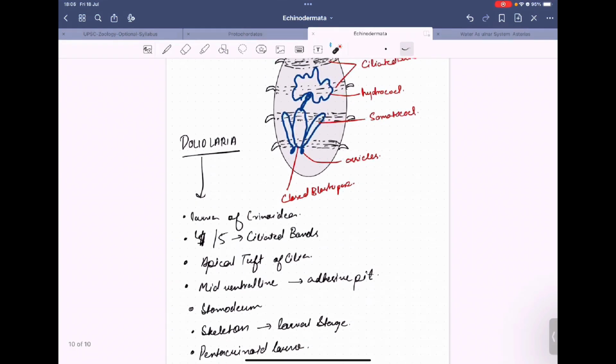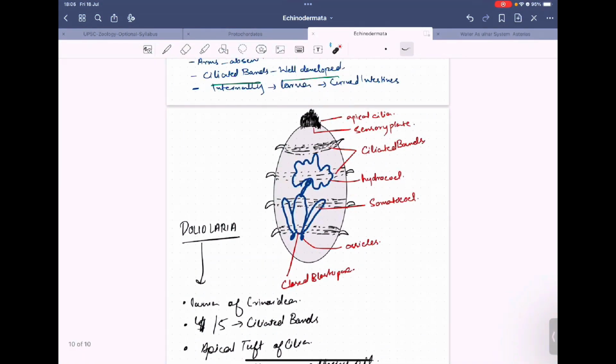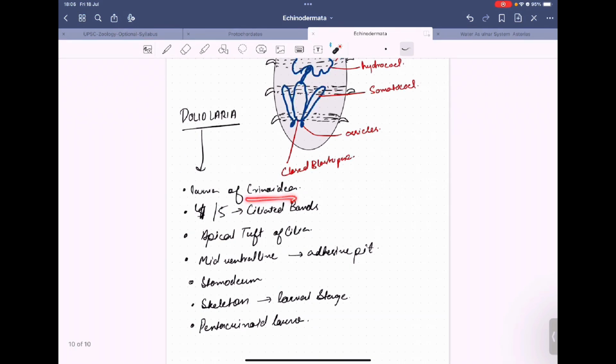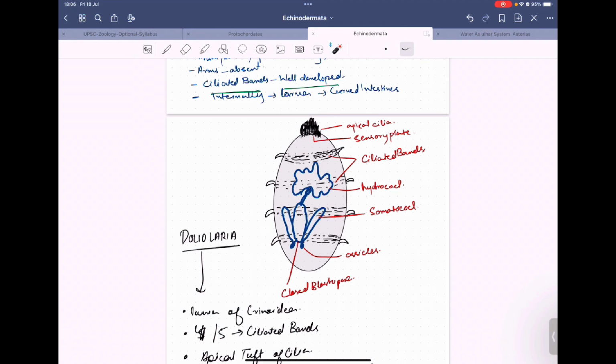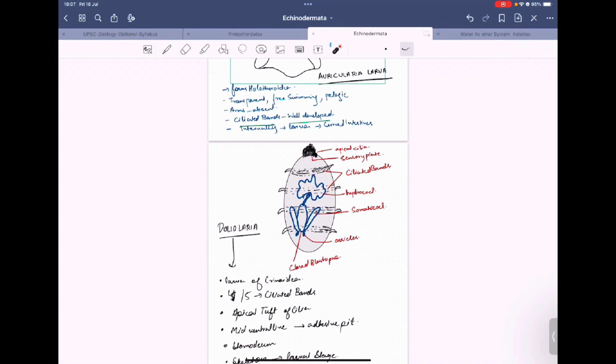After that, we have Doliolaria larva. The Doliolaria larva is the larva of Crinoidea. It has 4 to 5 ciliated bands. There is an apical tuft of cilia, and it has a midventral line with adhesive pit. It has a stomodeum too. The skeleton is present in the larval stage, and it's also called a pentacrinoid larva. So this is the apical tuft of cilia present on the apex. There are ciliated bands, there is presence of hydrocoel, there is somatocoel, there are ossicles, and it has a closed blastopore. So these are all the features of the larval forms.